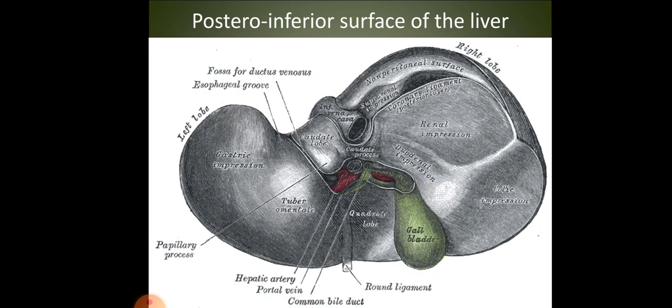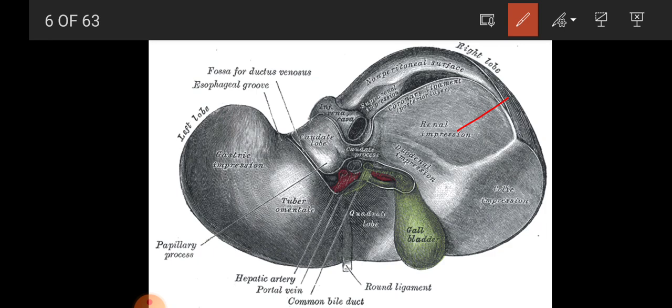So this is the posterior inferior surface, or we can say the visceral surface. Here we have the impression for the renal, that is the right kidney. This is the colic impression, this is the duodenal impression, this is the gastric impression, and this is the tuberomental.